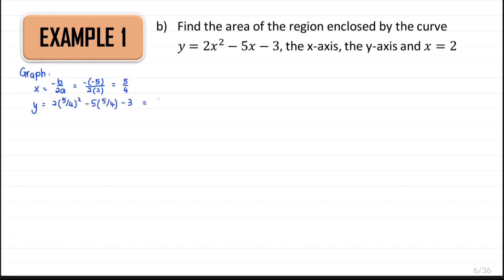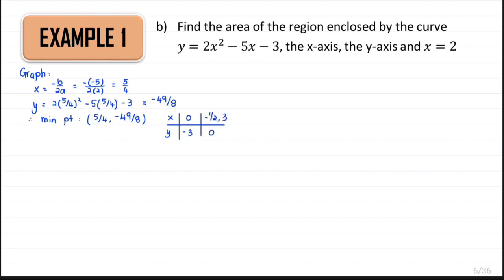Then we get the answer negative 49 over 8. So we conclude the minimum point is (5 over 4, negative 49 over 8). Next, we find the intercepts, x and y. When x equals 0, we get y equals negative 3. When y equals 0, we factorize the function, then we get x equals negative 1 over 2 and 3.